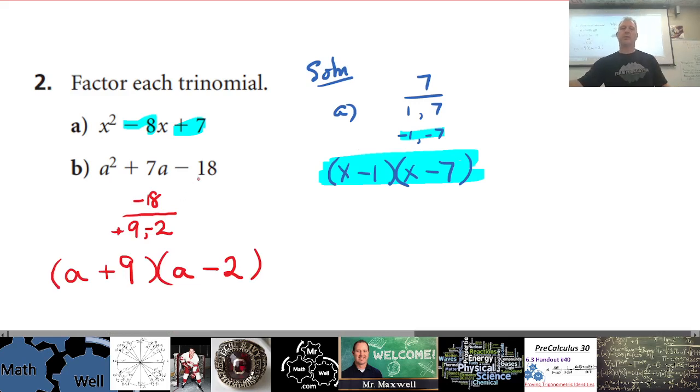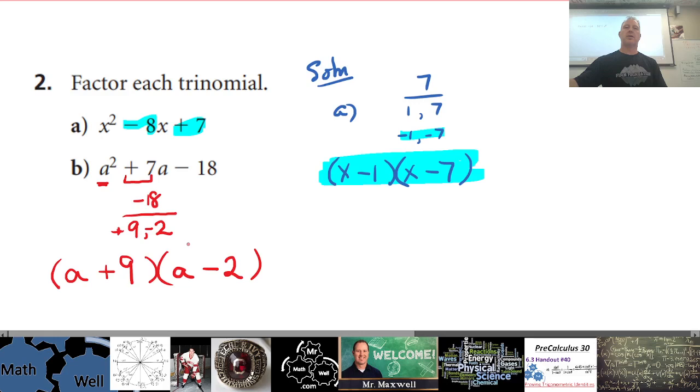All right, so factors of negative 18 that also add up to positive 7: 9 and 2, positive 9, minus 2 gets you to positive 7. So those are your magic factor pair. And a is the variable, so make sure you have the variable. Don't automatically put x or anything. A plus 9 times a minus 2. And if you FOIL that out, it should work out great. Any questions on that one? Good? Okay. It doesn't get much harder than that.